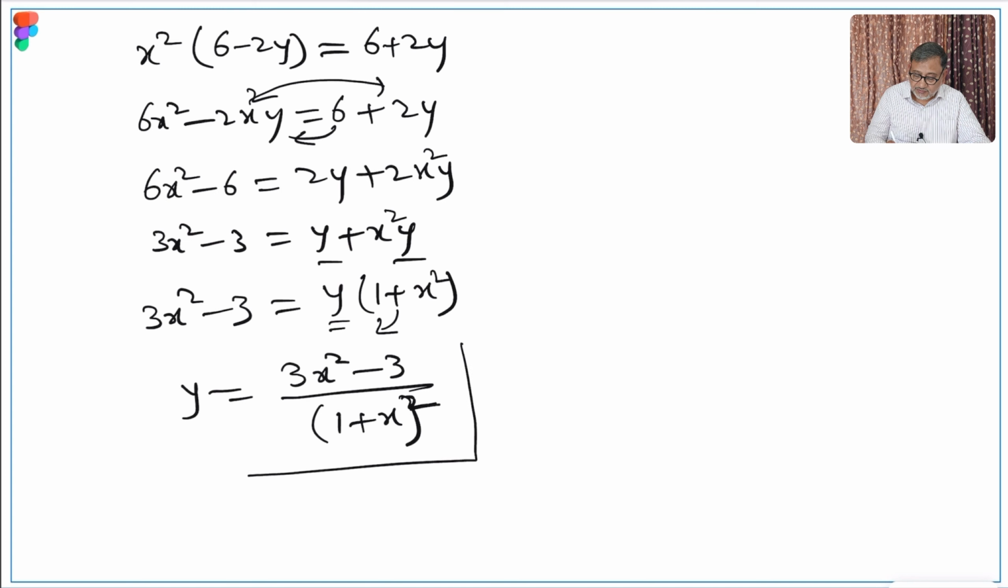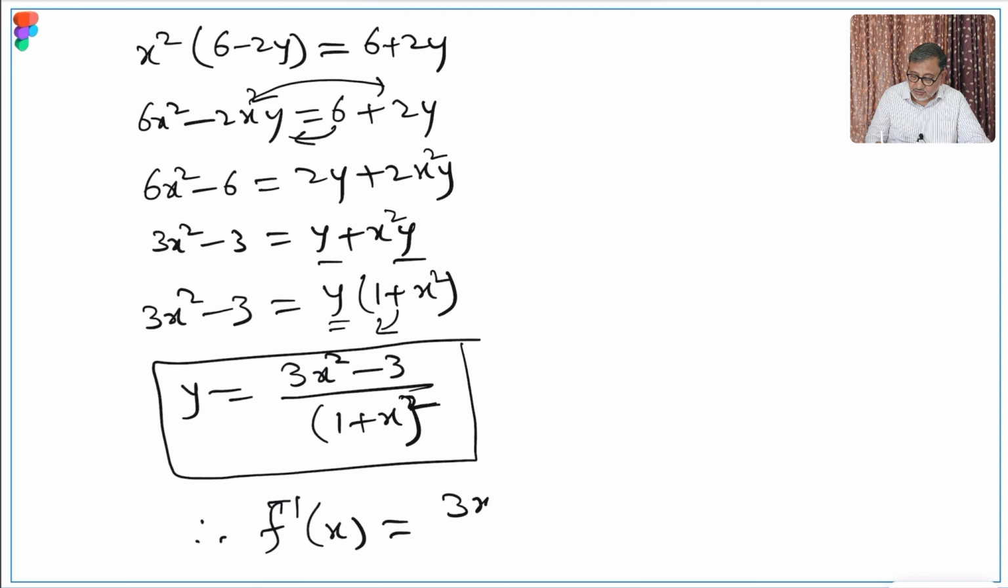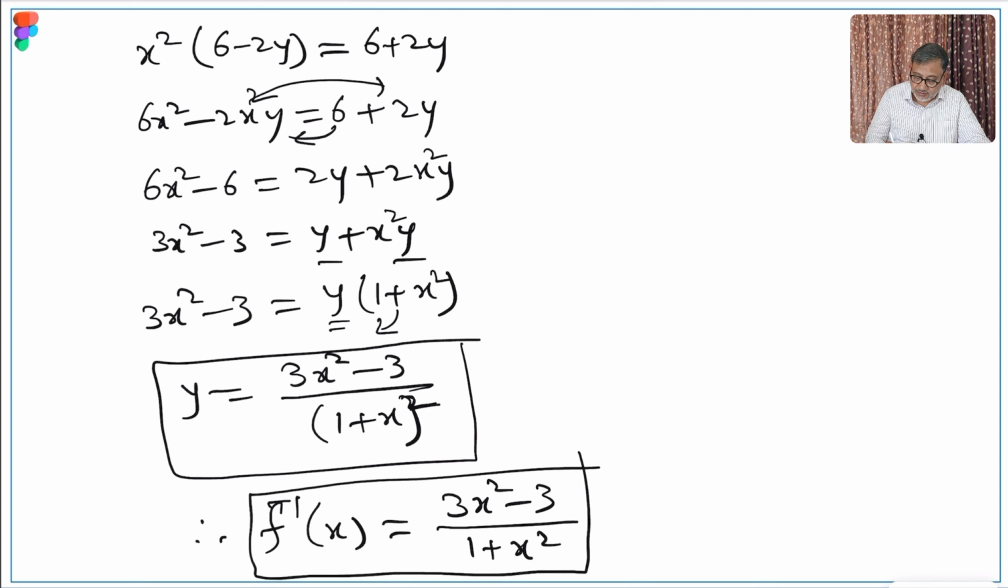So this is the inverse function. Therefore, f inverse of x is 3x square minus 3 over 1 plus x square. This is the inverse function, right? F inverse of x.